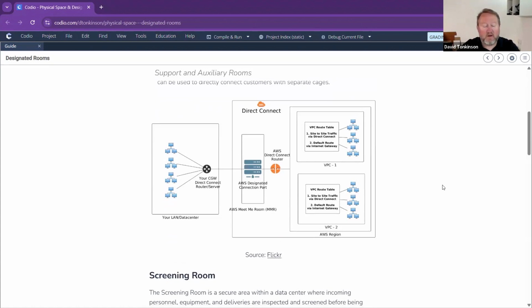So you have in this diagram here on the left-hand side, we have our LAN in our data center. Then we have an AWS designated connection port. Then we have some routing tables, VPC1, VPC2, that's virtual private connections. And that is our MMR, which basically has our AWS designated connection points.